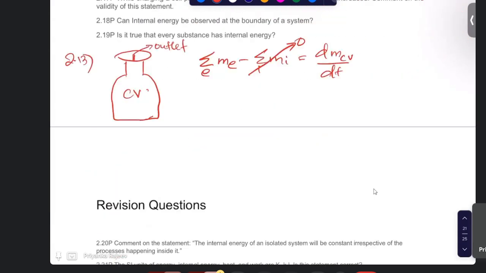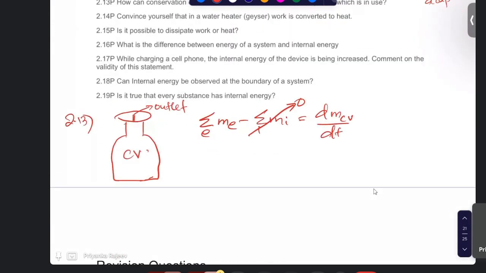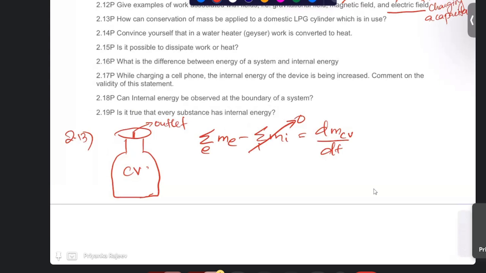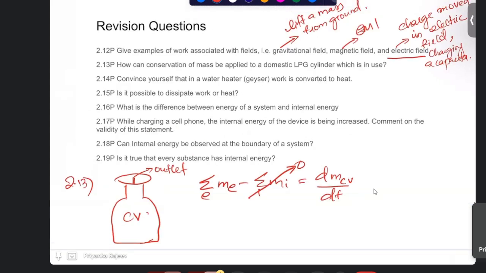Next, okay, there are a lot of questions. Convince yourself that in a water heater, work is converted to heat. So what is happening? Electrical energy is the work given, and that is being used to heat the coil, and that is how you're heating up your water. So electric work to heat. Okay, that is the answer.